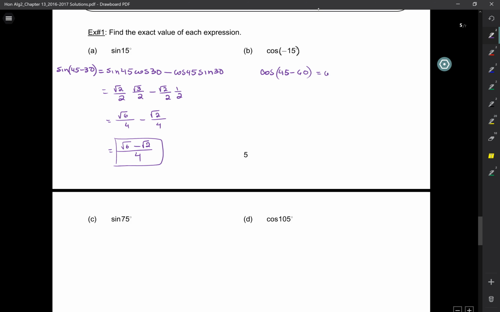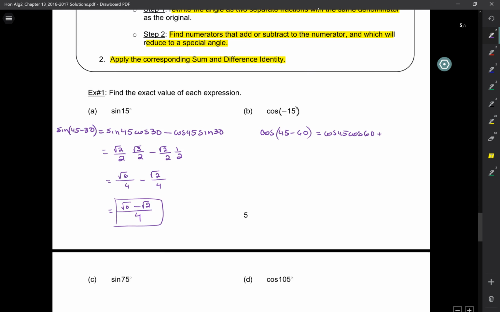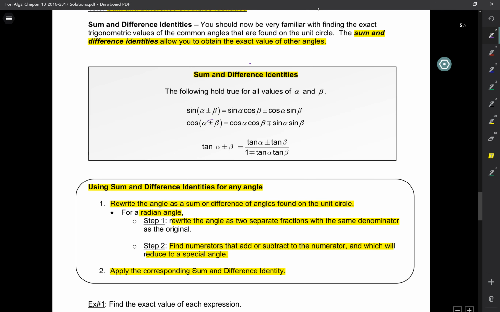So now this is going to be cosine 45, cosine 60, plus. Why is it plus? Because for the cosine, the sign will switch. Right? If you look up there, if it's cosine of minus, then in the middle it's plus. Okay?